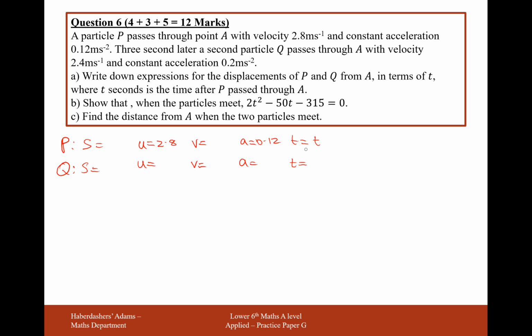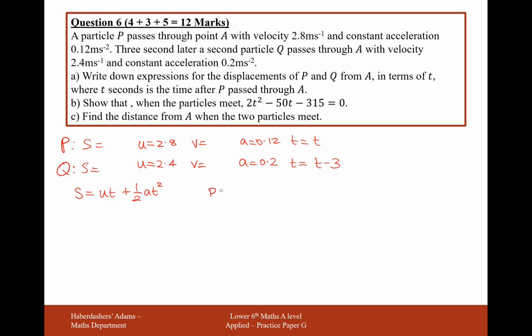So if T is the amount of time after P has passed through A, then for Q that's going to be T minus 3. It's got less time that it's travelling for. It starts at a speed of 2.4 and an acceleration of 0.2 meters per second squared. Now what it's looking for us to do is to get a SUVAT equation. In this case it's going to be S equals ut plus half at squared for both P and Q.